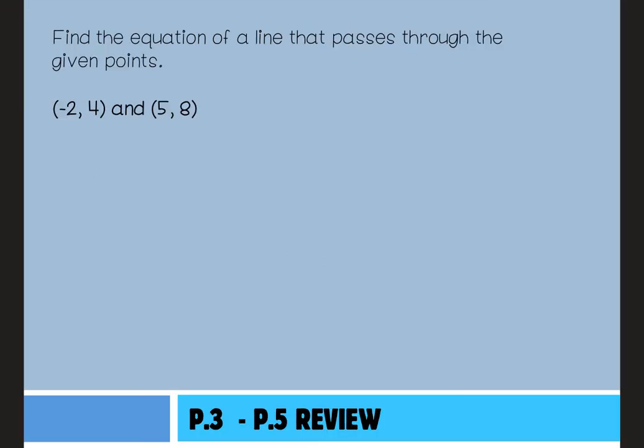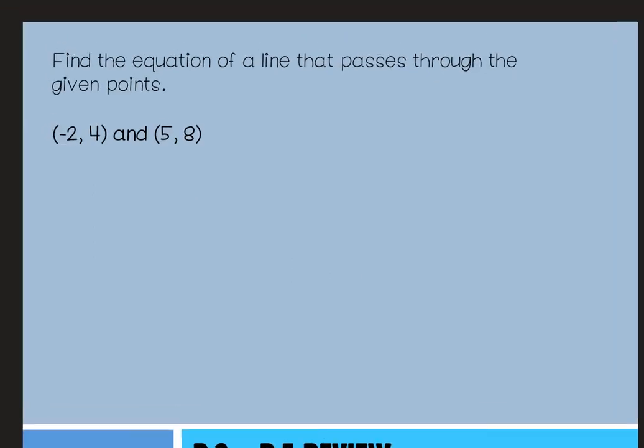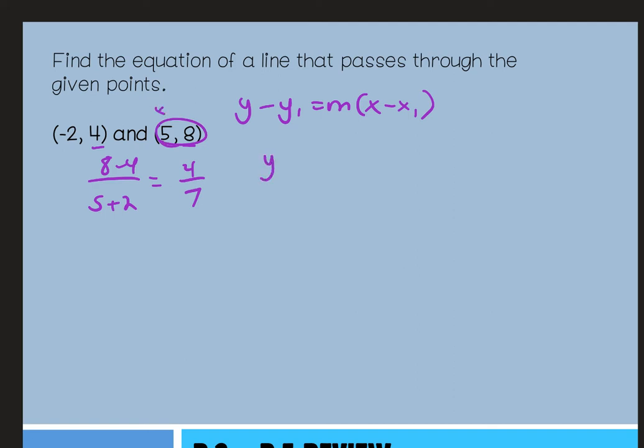All right. Then the next one says find the equation of a line that passes through the given points. So you can either use y equals mx plus b or y minus y1 equals m times x minus x1. Either way, you've got to find the slope first. So 8 minus 4 over 5 minus a negative 2 becomes 4/7. And then again, you can grab either point. I'm going to grab the second one because they're both positive. This is my x1, y1. y minus 8 equals m, which is 4/7.